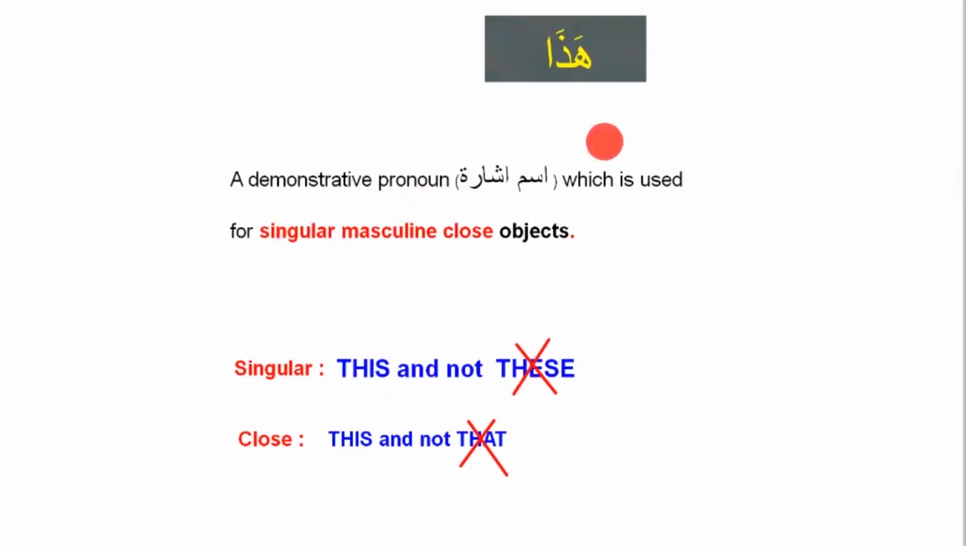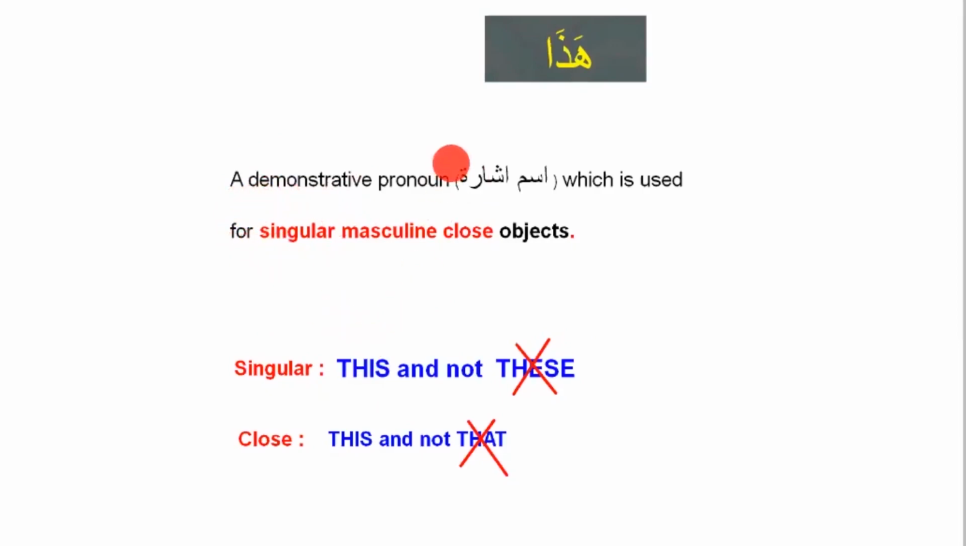The same way, this is only used for this one. This implies this one, but not these. So it is only used for singular. I hope that aspect is clear. It means this one, but not these. So that is what we mean by the singular aspect.